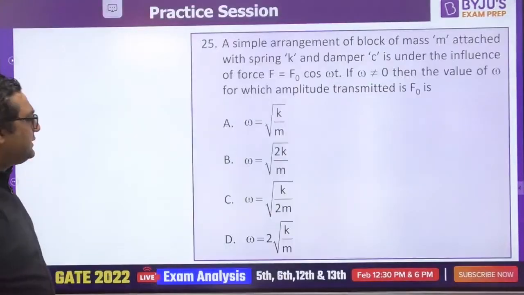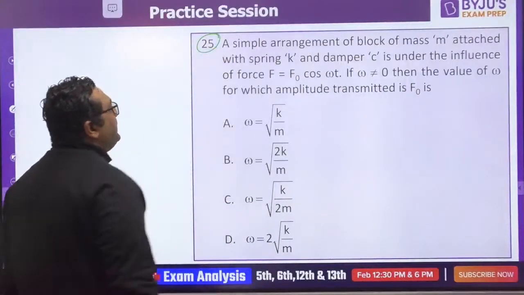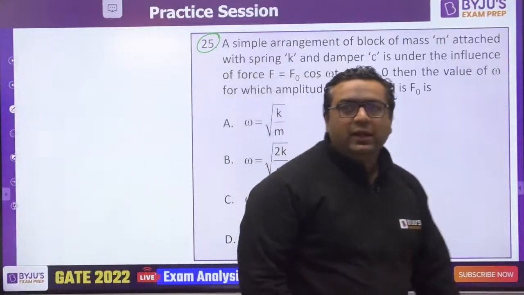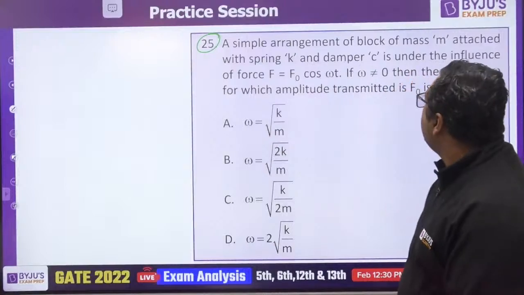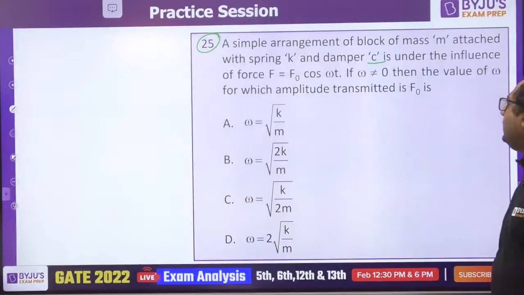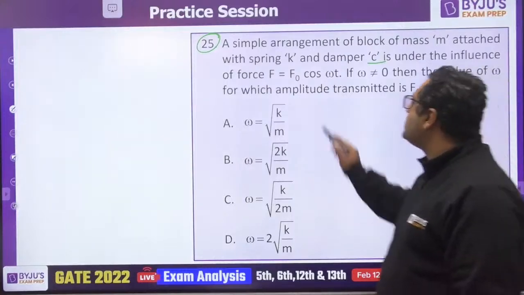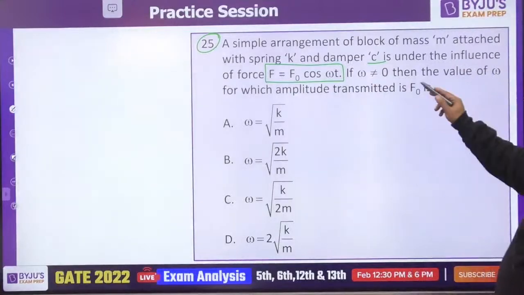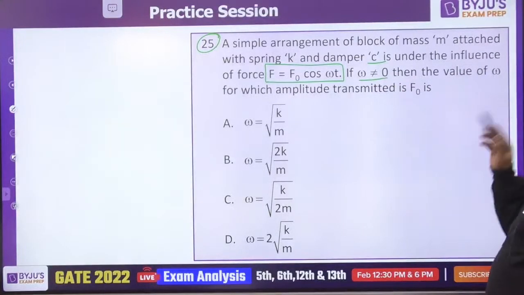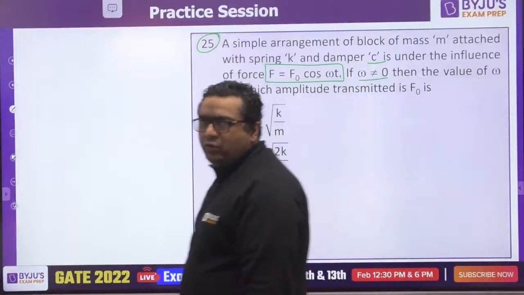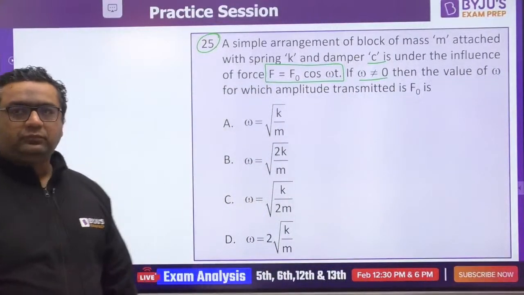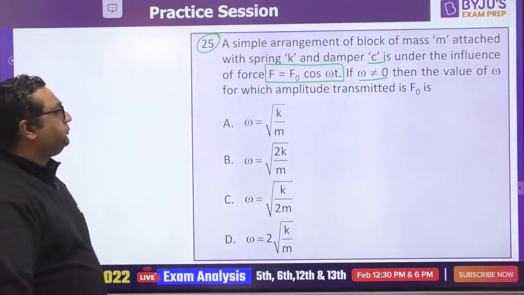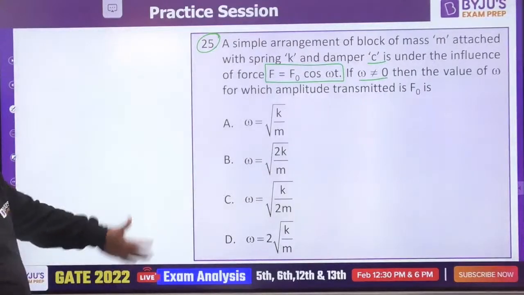Okay. This question is a simple arrangement of a block of mass M attached with the spring K. K for stiffness we are using. A damper of coefficient C is under the influence of force F equals F naught cos omega t. Then omega is not 0. Then the value of omega for which the amplitude transmitted is F naught. So what do you feel? What would be the answer?